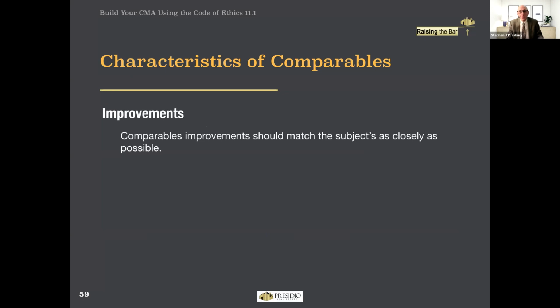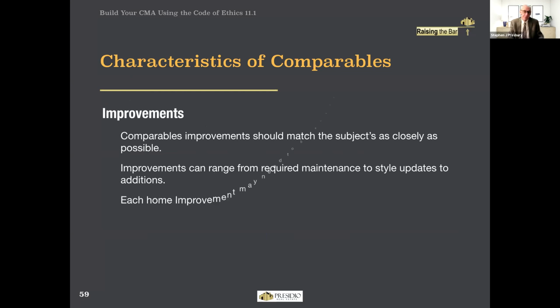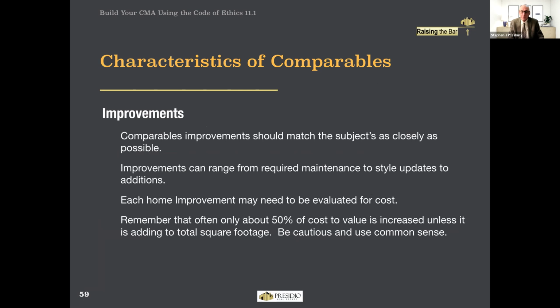Improvements are important. With comparables, improvements should match the subject's as closely as possible. Sometimes it can be an improved kitchen or basement or deck or some sort of style outside in the yard. Improvements can range from required maintenance to style updates to additions. Each home improvement may need to be evaluated for cost. Remember that often only about 50% of the cost is returned in value unless it is adding to total square footage. So be cautious and use common sense on this.